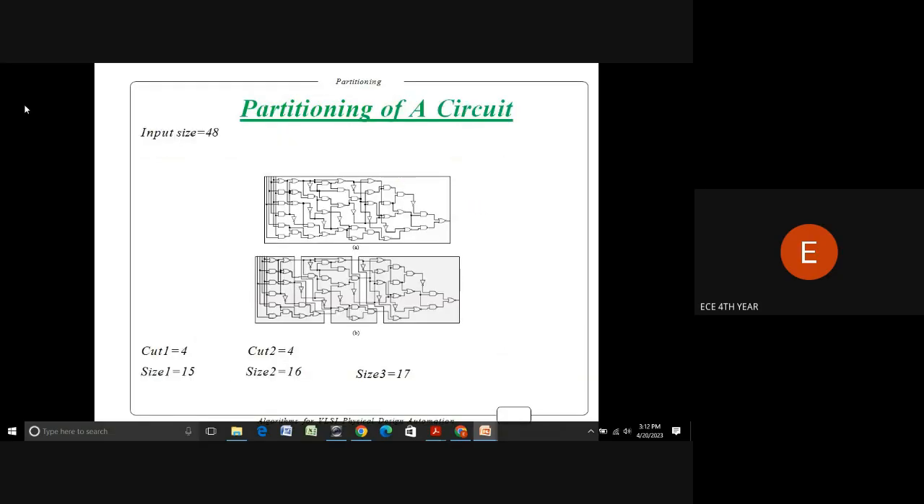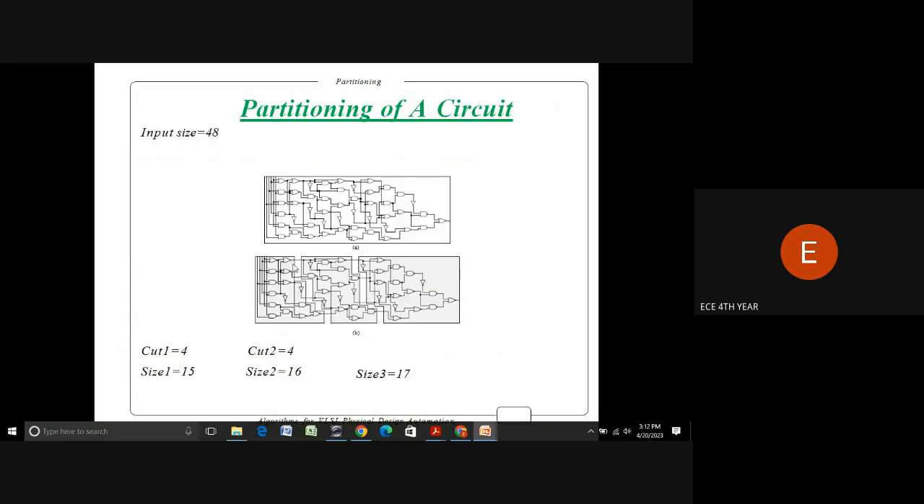I have shown you that the input size is 48. Input size means the number of gates here in this net list. So in this circuit design, the number of gates is actually 48. And another name for circuit design is net list. It is a good name for circuit design. And this is the cut line.